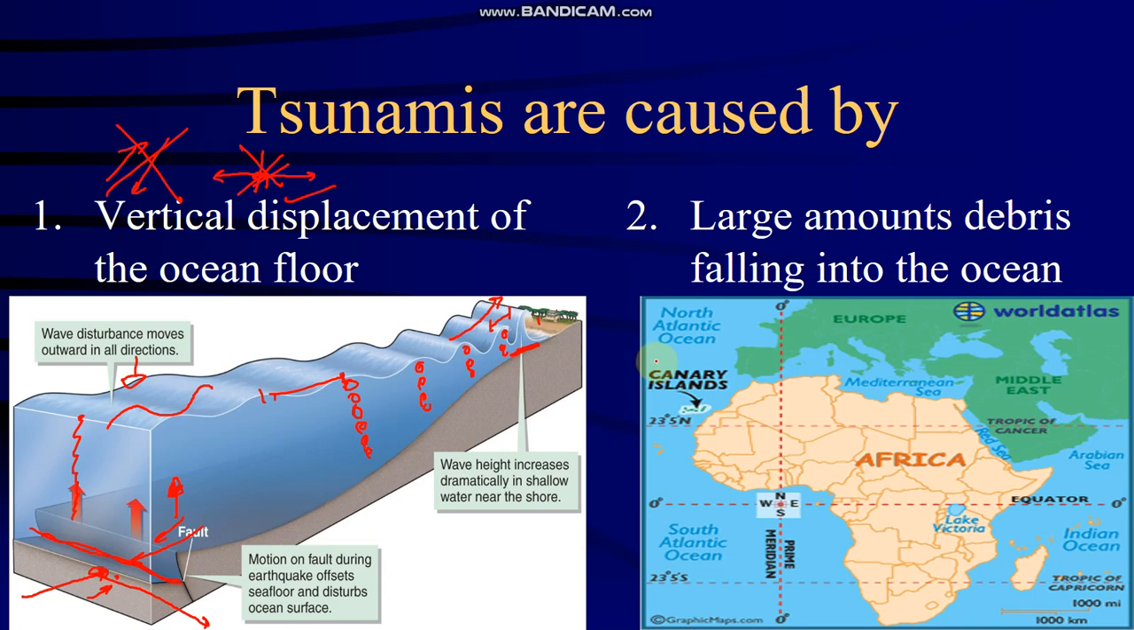Now, the second way tsunamis are caused is through large amounts of debris falling into the ocean. We are on the east coast of the United States, and here is the Mid Atlantic Ridge, and one plate's moving to the right, one plate's moving to the left, and we are over here on the east coast.